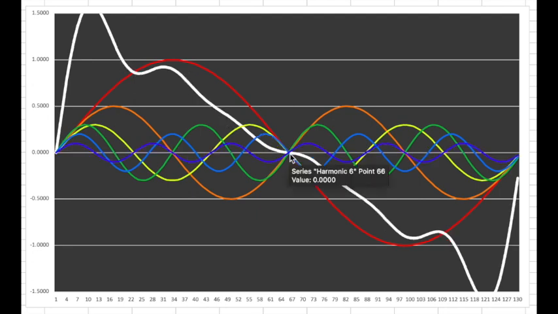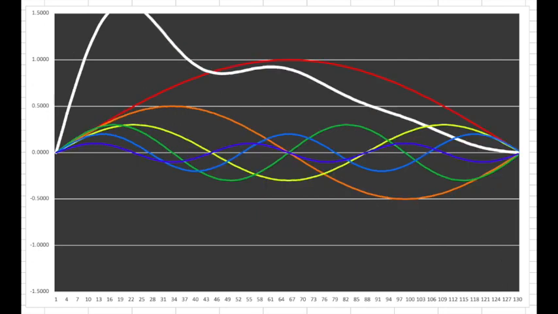Let's just change the horizontal scale so we can sort of imagine this being a guitar string vibrating. So now we've got the whole thing just represented as if it were a vibrating string. The red line represents the fundamental, the sort of root of the harmonic. The orange is the second harmonic, and so on.